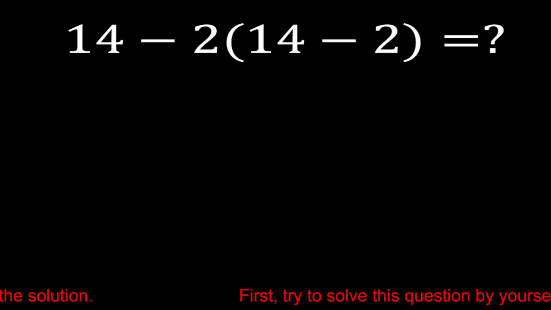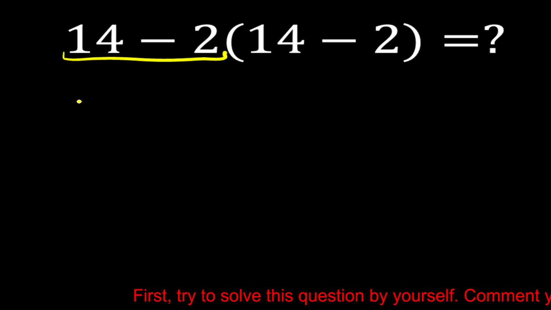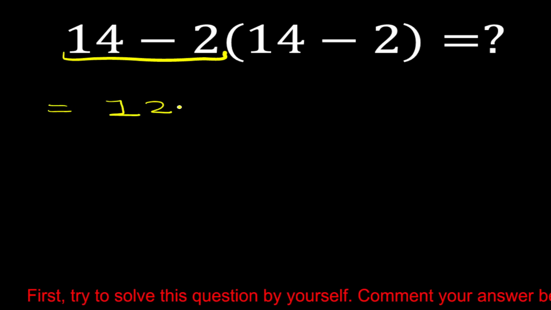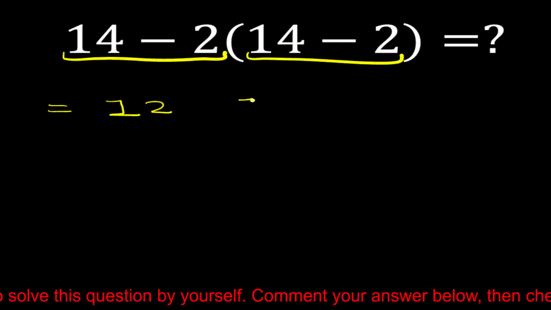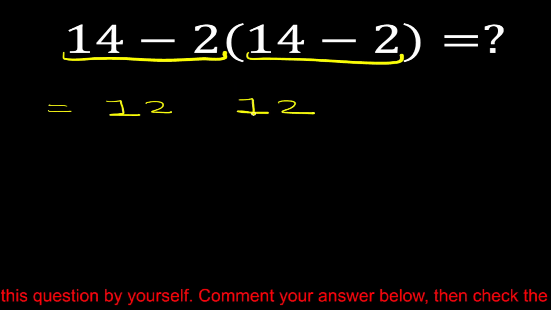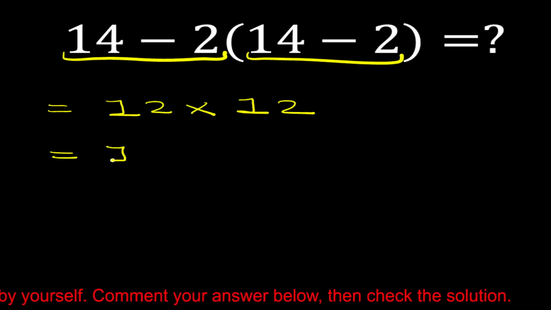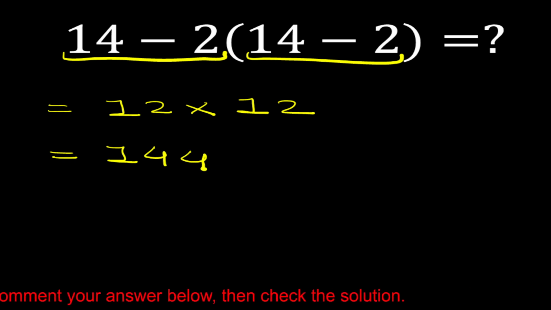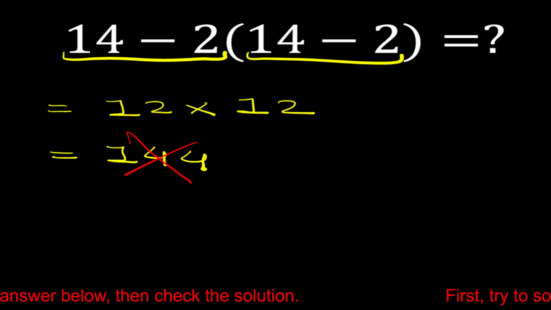So, most people solve this question like 14 minus 2 is equal to 12. Then again 14 minus 2 is equal to 12. Okay. Now 12 multiply 12 is equal to 144. But this answer is not correct. This answer is completely wrong.